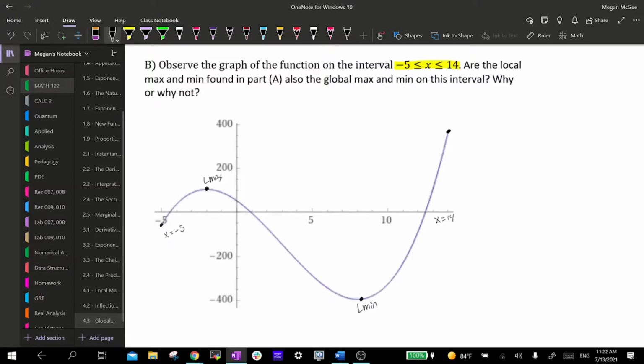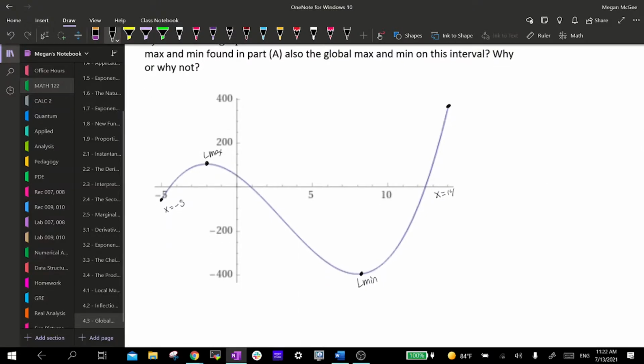Alright? In this case, x is equal to 14, this point over here, gives us our global maximum. Alright? Because it's much higher than the local max we had found before, right? So we've now found our global maximum. And our local minimum that we found at x is equal to 8, well, that still beats out this end point over here. So this local min that we found is also the global min.